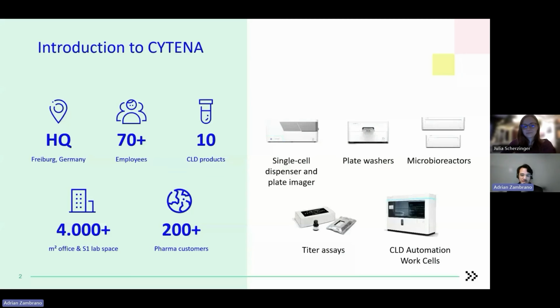Let's get started. Before we dive into the topic, I really want to introduce you first to Cytena. I think it will be especially helpful for those who are joining for the first time. Cytena's expertise is focused on cell line development. We have more than 200 customers globally. They trust our products, and we offer a range of benchtop instruments, consumables, and reagents, mostly around cell line development and related fields.